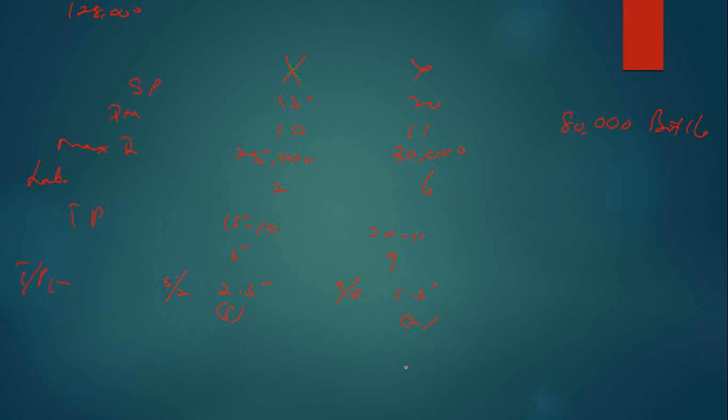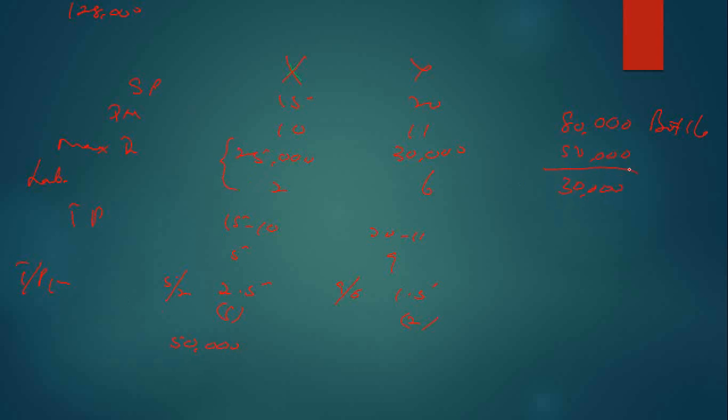So now I want to see, 25,000 is my maximum demand. So how many labor hours do I require to produce the 25,000? 2 into 25, 50,000 labor hours. So what is the balance of labor hours available? Total 80, so 30,000 is available.